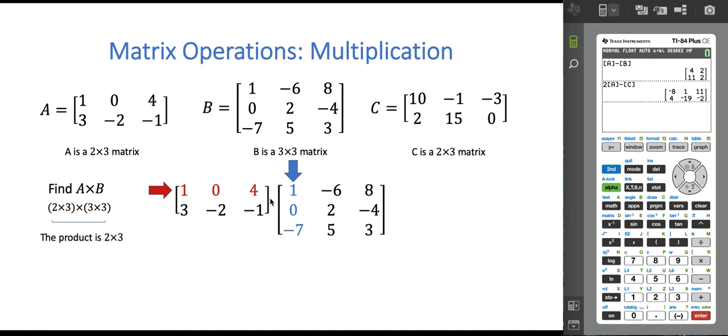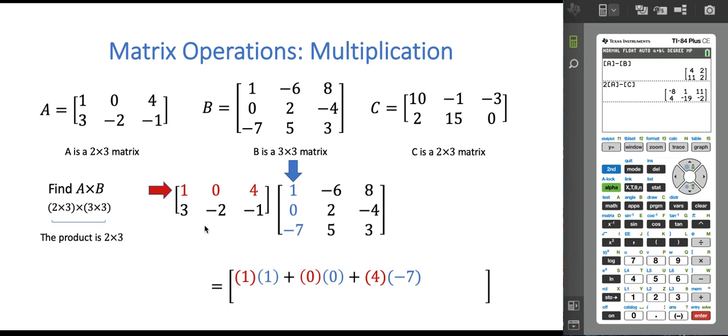So the 1 will be on top of 1, the 0 on top of 0, and the 4 on top of -7. Multiply those numbers that are on top of each other, and then add that together. I wrote it here. So it's going to be 1 times 1 plus 0 times 0 plus 4 times -7, which ends up being -27.